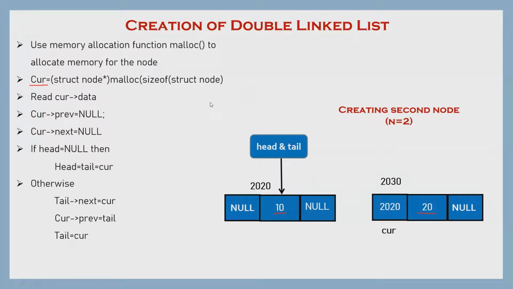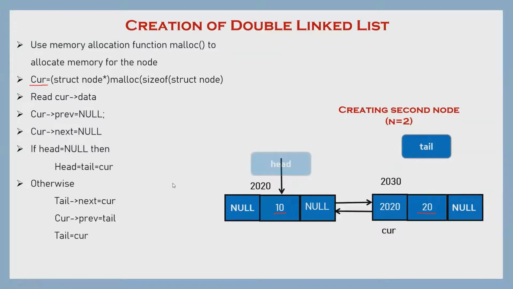Now we check whether head is equal to null. Is head null? No. So what do we need to do? We go to this part. Here tail next equal to current. This is tail, no? So tail next equal to current, and current previous equal to tail. So we are keeping these two links. Now which will become the tail node? Current will become the tail node. So now head is pointing to 10, and tail is pointing to 20.